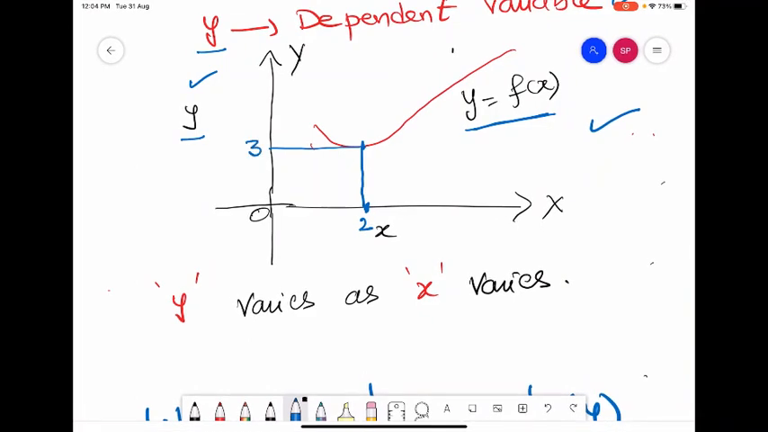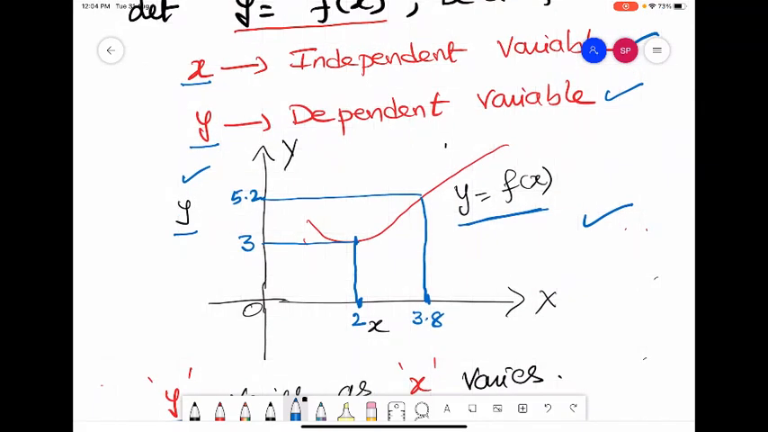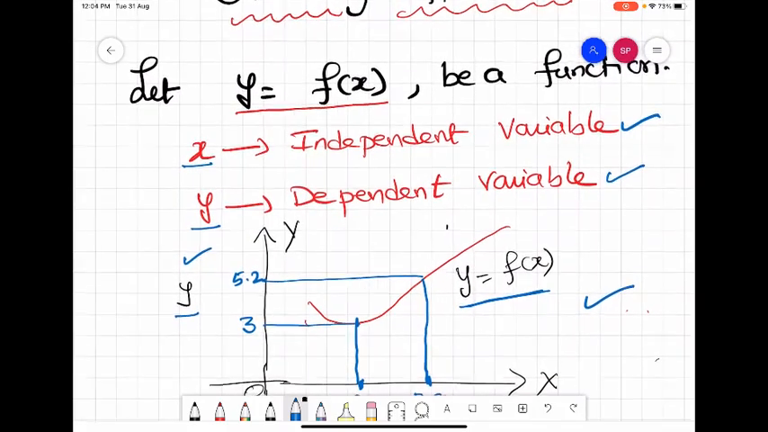What do we mean by that? As you give the x input, which is the independent variable, y will be changing according to x. So if I give x as 3.8, correspondingly the y value may take some value. Here we don't know the defined function, so I can just assume it may be 5.2. It's not exact, I'm just giving it as an example. So here we can understand what we mean by independent variable and dependent variable.